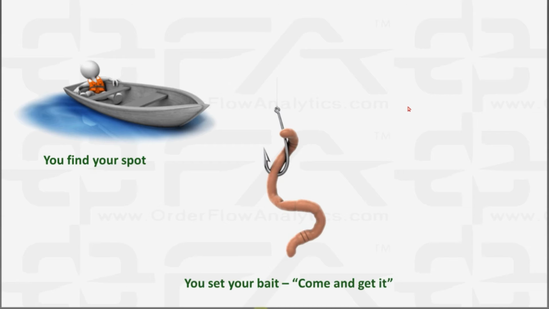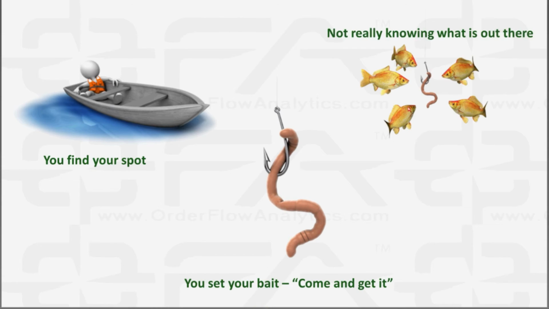So what do you do? You set your bait. You throw that out there. Typically, it may be a limit order, and you say, come and get it. Come and get it. And all the while, you have no idea what's really happening around that bait. And just like in fishing, you have no idea what is happening. And in trading, where are the buyers, where are the sellers? You can see the print, but you have no idea who's standing on the sidelines. So there's a sense of not knowing.